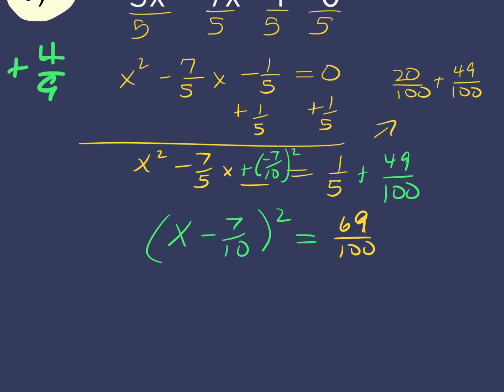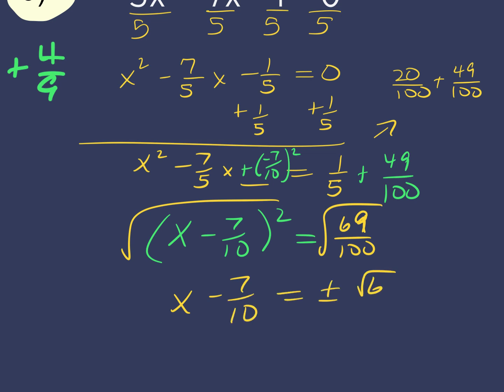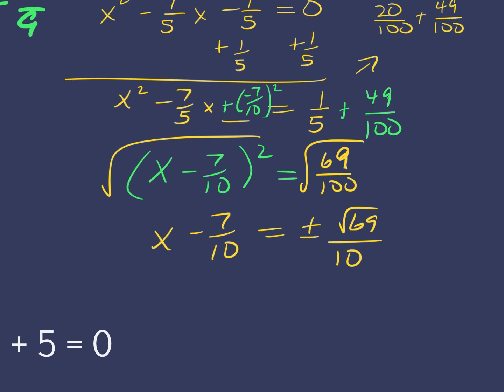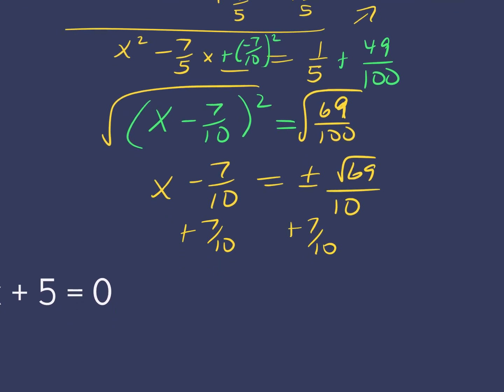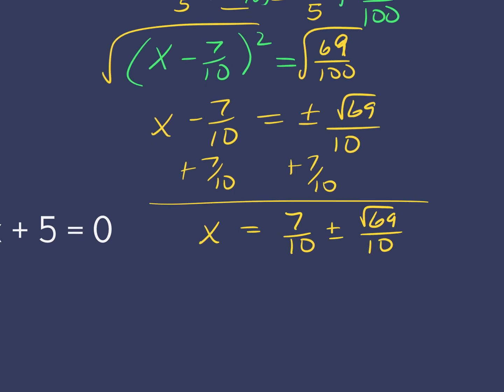Then I need to square root both sides. X minus 7/10 equals plus or minus the square root of 69 over 10. Move the 7/10 over. And x equals 7 over 10 plus or minus the square root of 69 over 10. Again, it already has a common denominator. If you want to write it once, you can. And the last one.